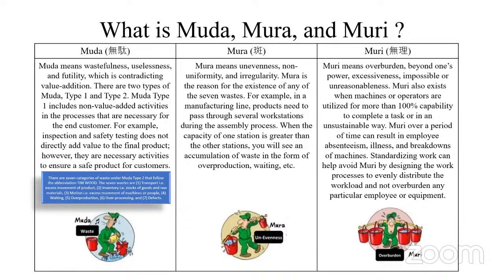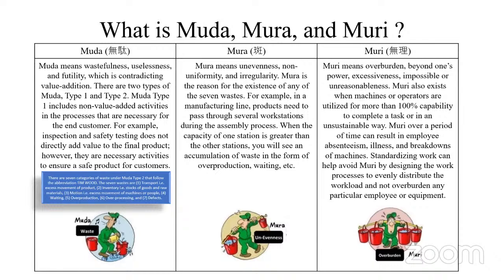The 7 wastes are: first, transport, that is excess movement of products. Secondly, inventory, that is stocks of goods and raw material. Third, motion, that is excess movement of machinery or people. Fourth, waiting. Fifth, overproduction. Sixth, overprocessing. And seventh, defects.